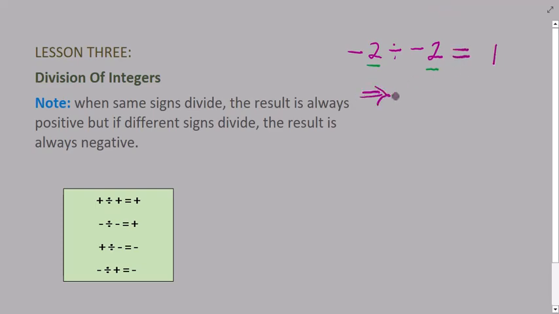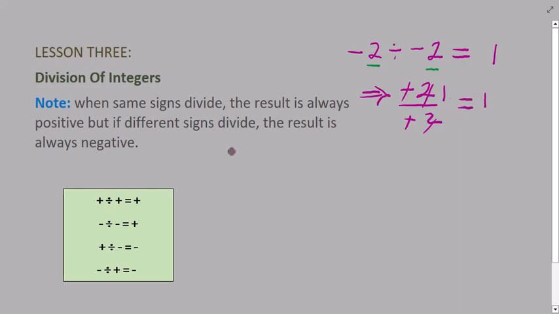Let me show this in a fraction format. So this is negative 2 over negative 2. And 2 divided by 2 is 1, because when two persons share two objects, like two persons sharing two oranges, they'll get 1. So the answer here is 1.